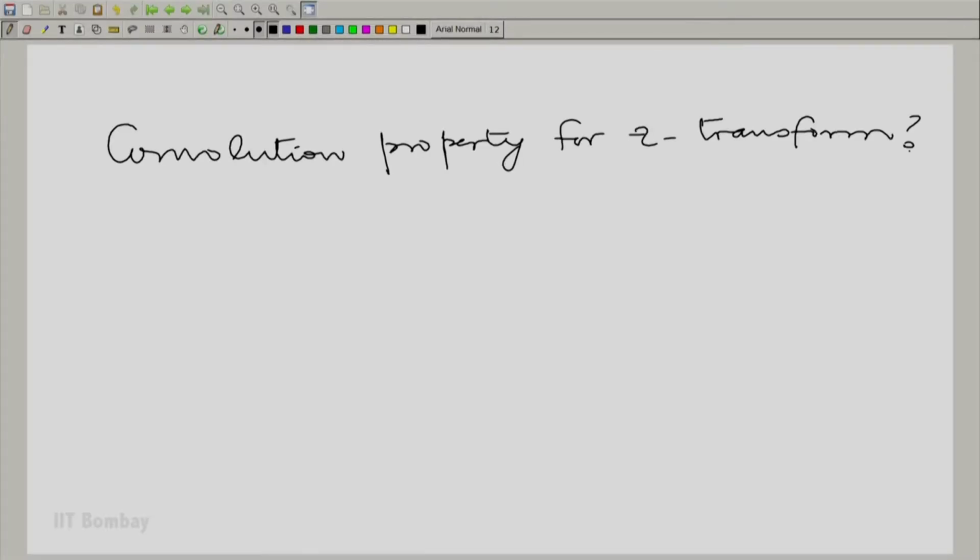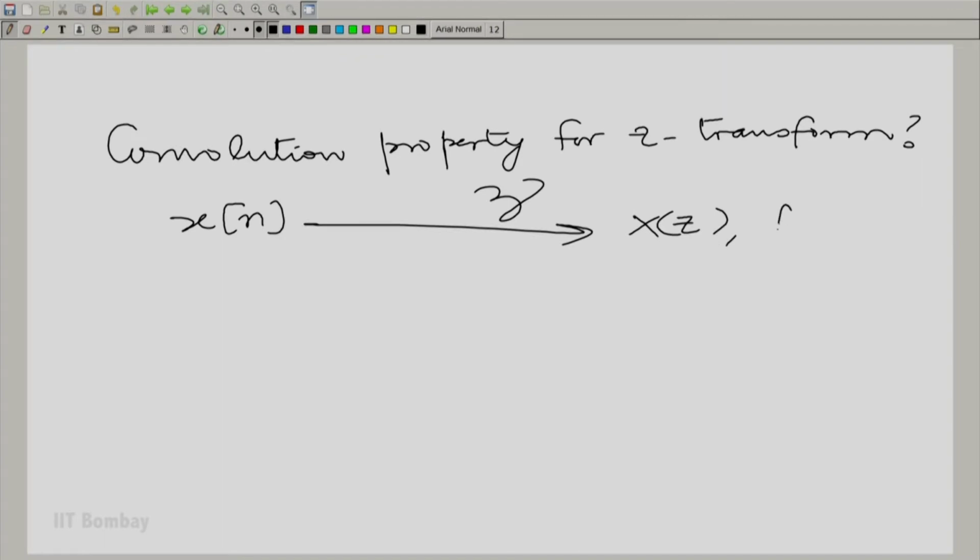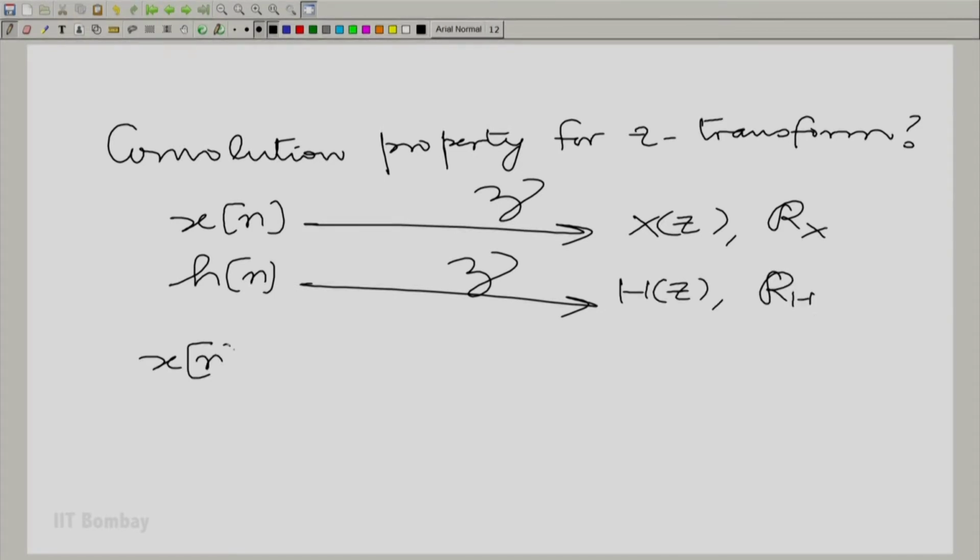Let us first establish the same property for the Z transform, and then we will elaborate a little bit more about this business of intersection. So, what is the convolution property for the Z transform? Let x of n as usual have the Z transform given by capital X of Z with the region of convergence R sub x, and the same holds for h of n. What is the region of convergence and what is the Z transform of the convolution?